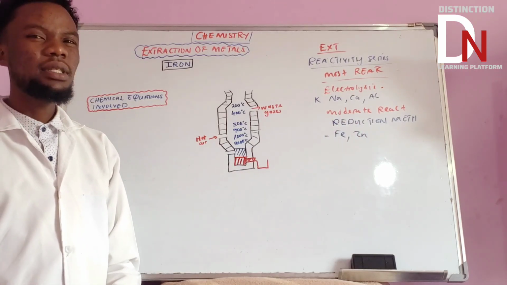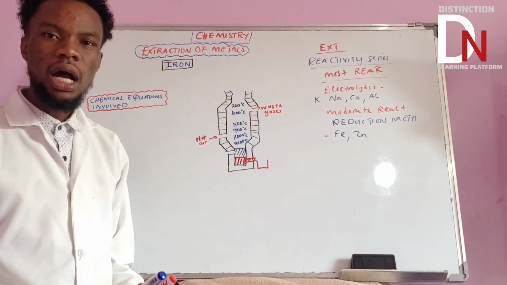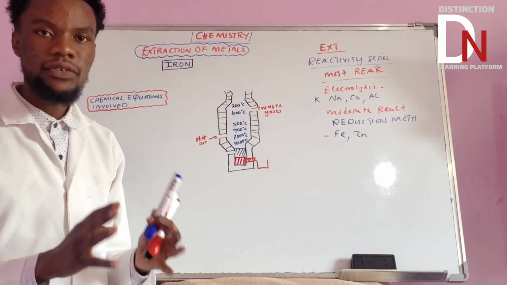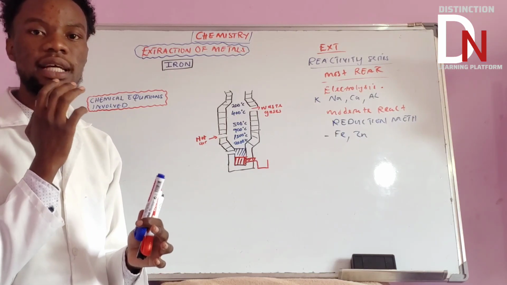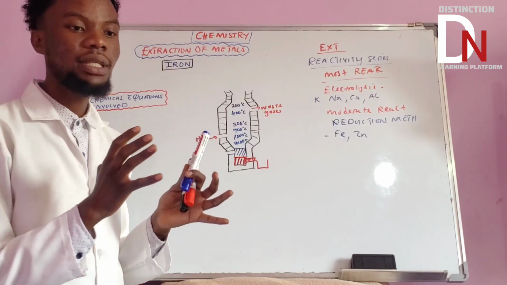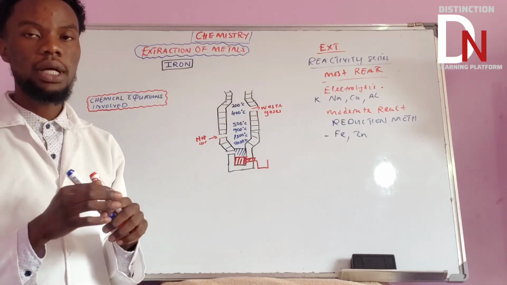But if you talk about metals like gold or platinum, how can you extract such metals? Those metals are unreactive, they are not reactive. So basically, you're going to find them native, in their pure form. You don't need to use any method for that because they naturally occur like that.